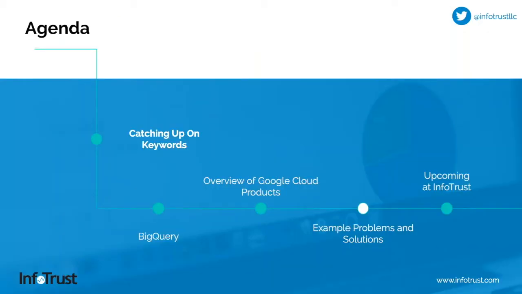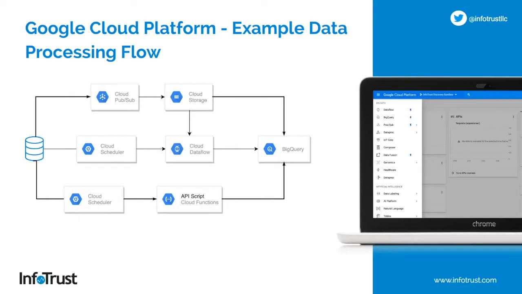Okay, so that is the end of our overview, and now we're going to step into a couple of examples and problems. Before we do that, I was going to make a flow like this for some of these example problems, but I realized in essence they're all pretty much the same. So this is just an example of getting some of your data into BigQuery a couple of different ways.